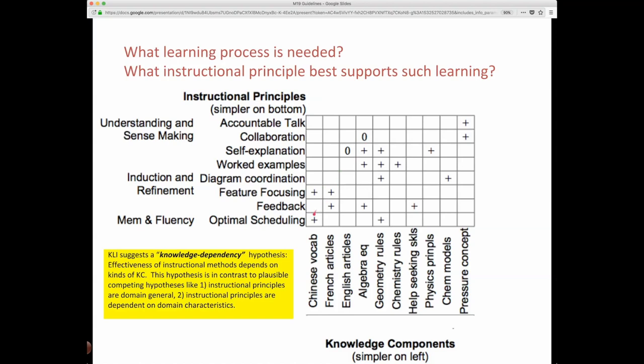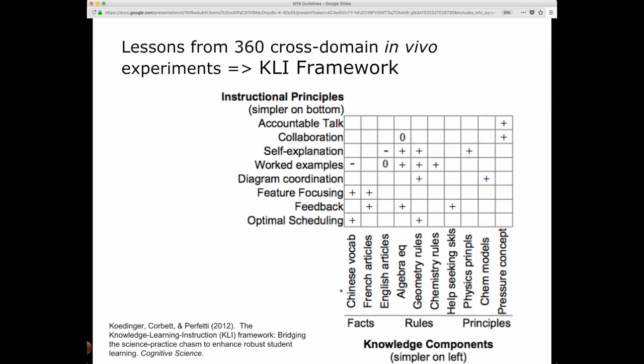And we started to wonder about this correlation here as we get more complex, as we increase from facts to more complex skills and rules to more complex principles, that more complex kinds of instructional principles may be relevant. And further, why might that be so?